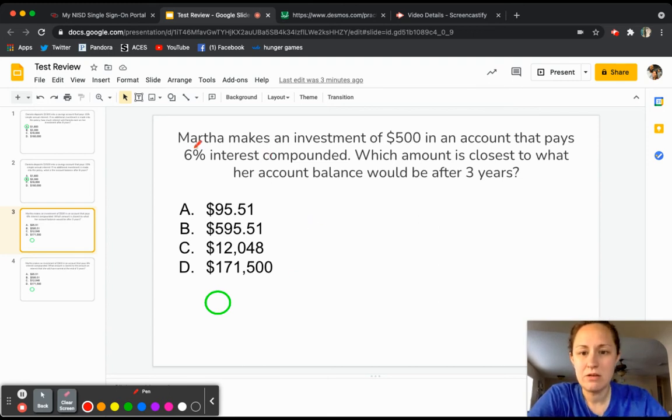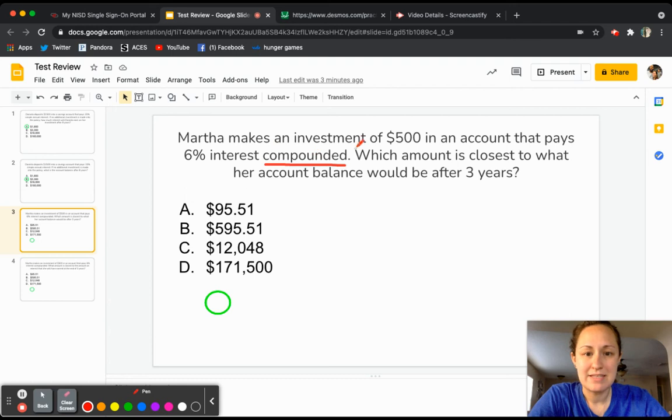Okay, so right now we're going to be reading about Martha. It says that Martha makes an investment of $500 into an account that pays 6% interest compounded. Which amount is closest to what her account balance would be after 3 years? So I'm going to go back through and start circling my important information.